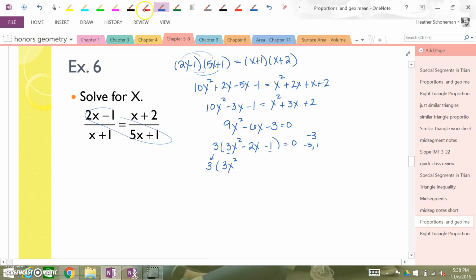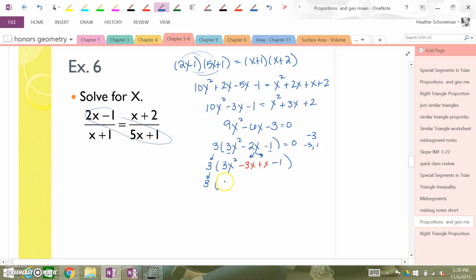I'm going to rewrite this, splitting the middle term. So now instead of negative 2x, it's going to be negative 3x and x. And then I have minus 1. So all I did was take that middle term and split it. Now, carry the greatest common factor along.